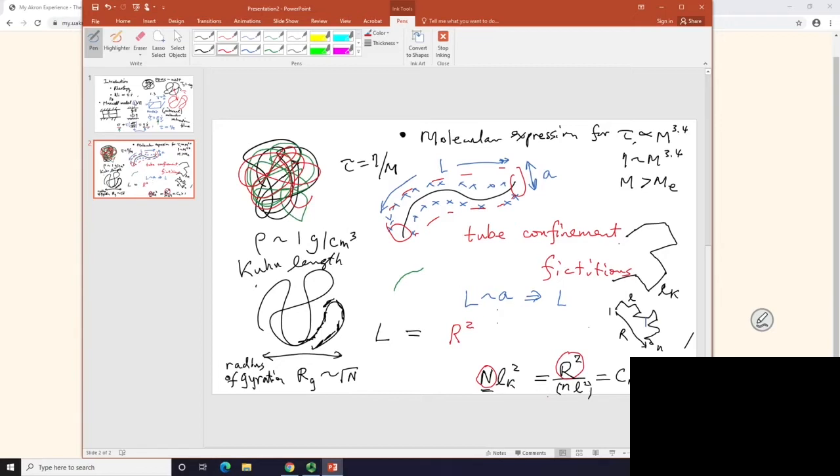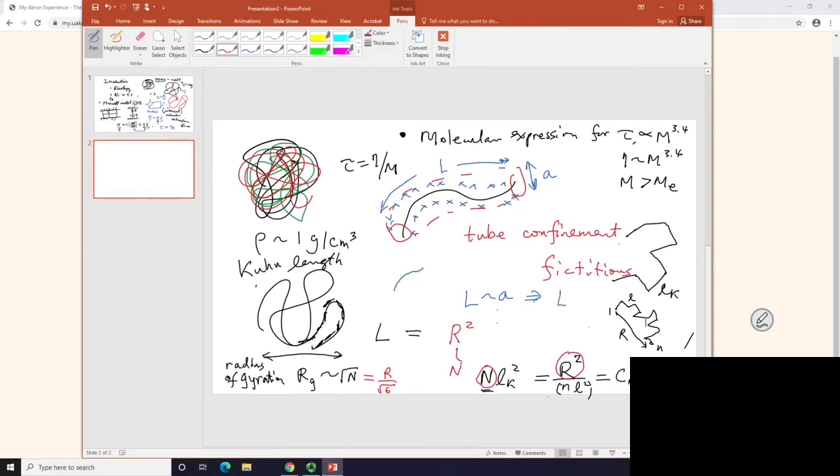I know I made a little switch again. End-to-end distance is r. Rg is the radius of gyration, which is related to r by a square root of 6. So I'm going to interchangeably go from r to rg, but accurately, meaning when I say r, it's r, and when I say rg, it's rg. Numerically different by this much. So L should be proportional to r because L should be proportional to n.